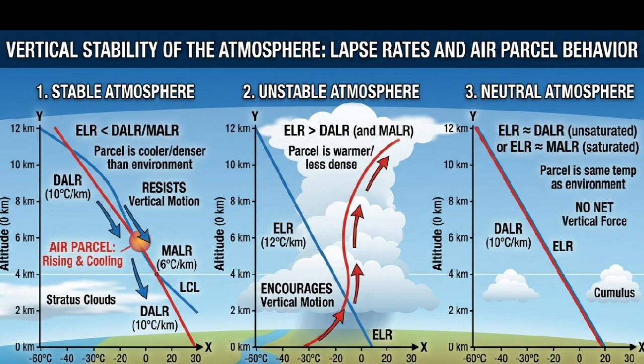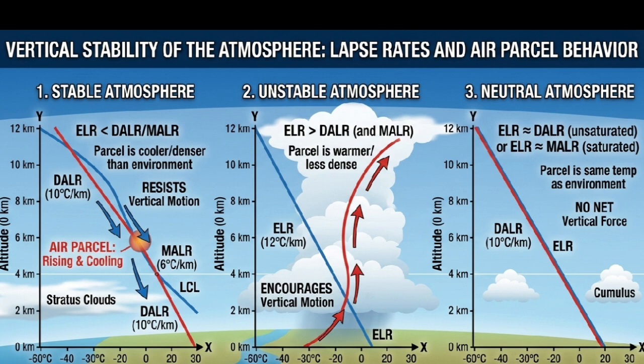Vertical stability is influenced by several factors, including solar heating, surface temperature differences, moisture content, and large-scale atmospheric circulation. During daytime, strong solar heating warms the Earth's surface and the air close to it, making the lower atmosphere less dense and more likely to rise. This increases atmospheric instability and often leads to convective clouds in the afternoon. At night, the surface cools rapidly, making the air near the ground cooler and denser than the air above, which creates stable conditions.